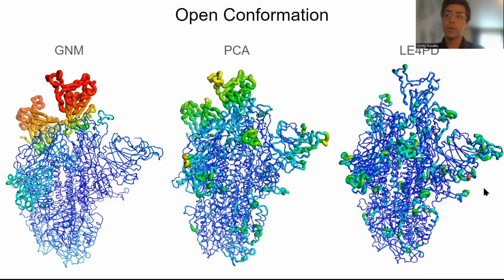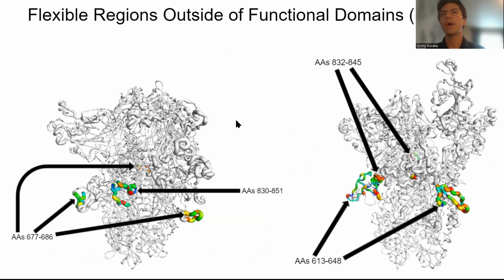And probably one of the most interesting things is that most of this flexibility across the board is seen in the regions with a characterized functional domain. So the parts that are biologically most important for the protein to perform its function. However, the Langevin equation for protein dynamics did identify several regions outside of the functional domains that were highly flexible.